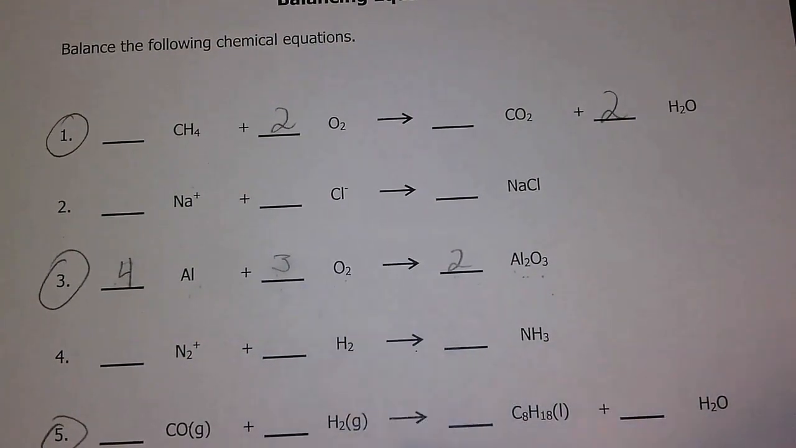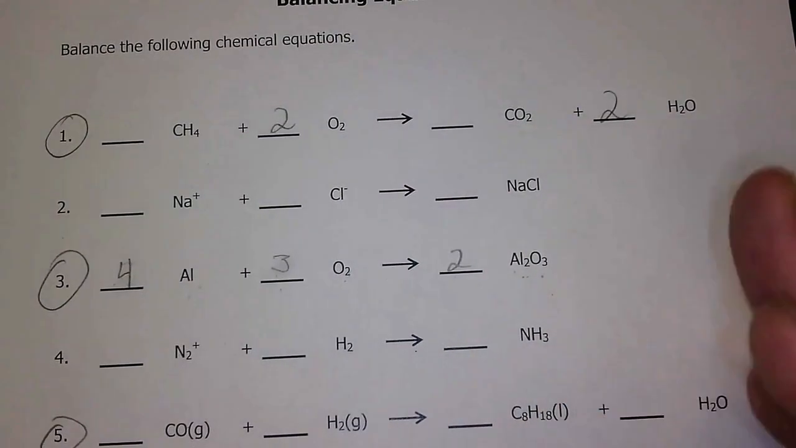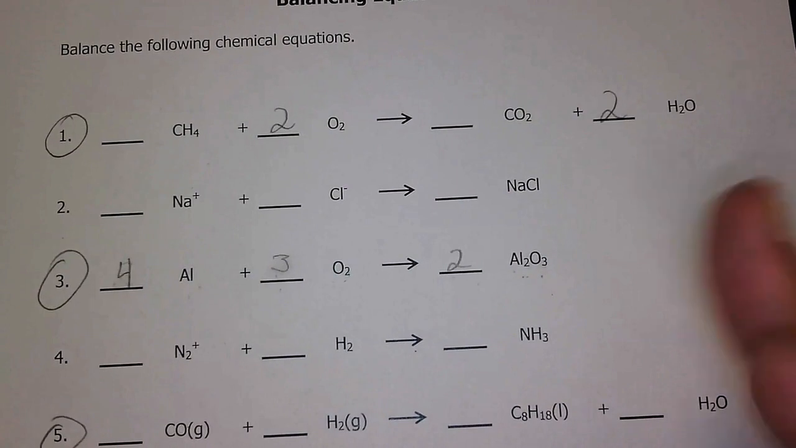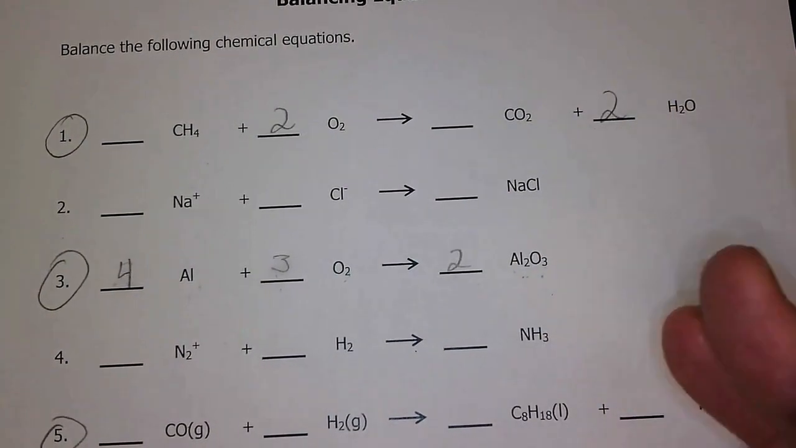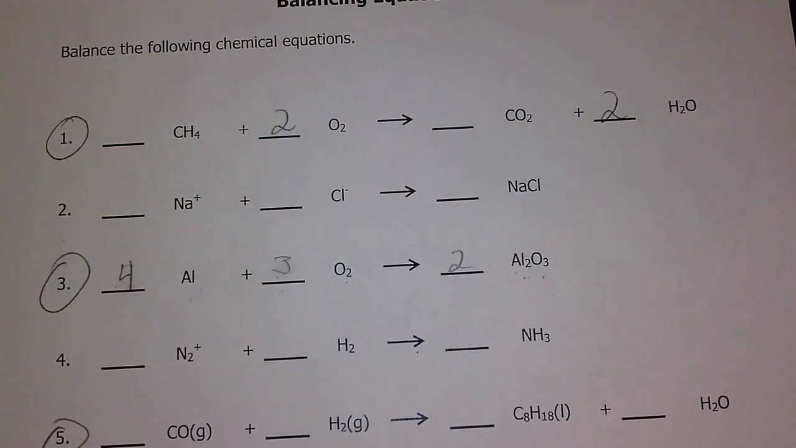3 times 2 is 6 oxygens. 2 times 3 is 6 oxygens. Hey, we're done. We did it correctly. It's balanced. I always kind of like doing this sort of stuff because there is a right answer. You just have to find it. It's kind of like a little logic puzzle. So I actually kind of always like balancing.